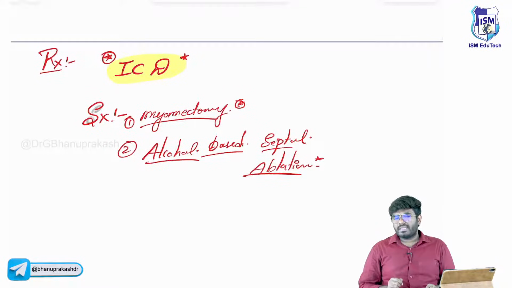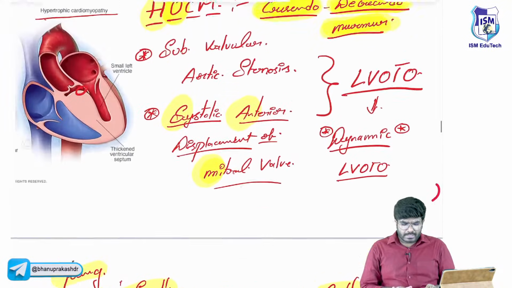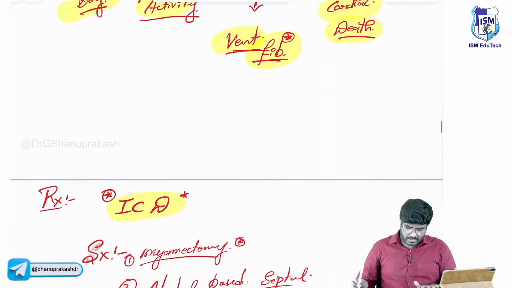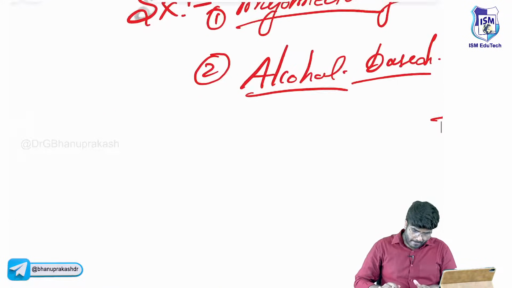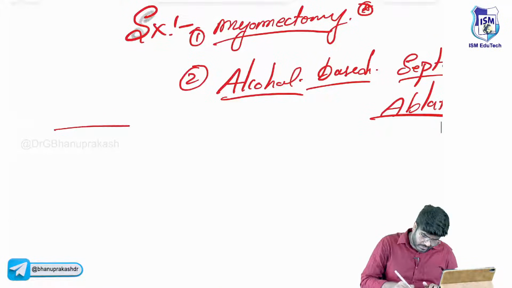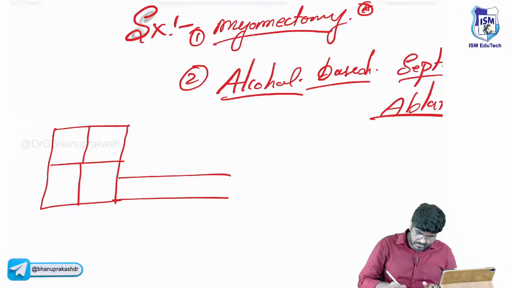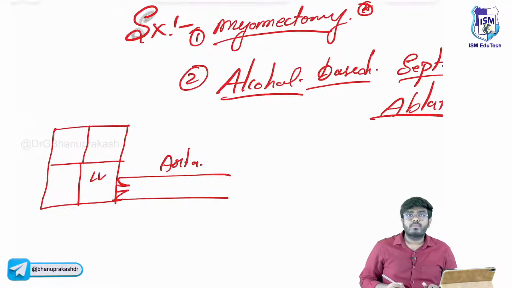Done. Now one thing I want you to know is, don't confuse. This patient has hypertrophic obstructive cardiomyopathy. Now imagine, look guys, some students will confuse. Imagine this is the heart. This is the aorta. This is the left ventricle. Here is the aortic valve, sir.